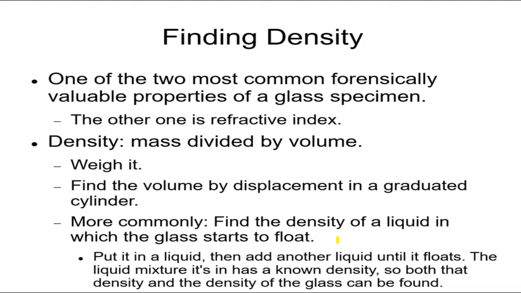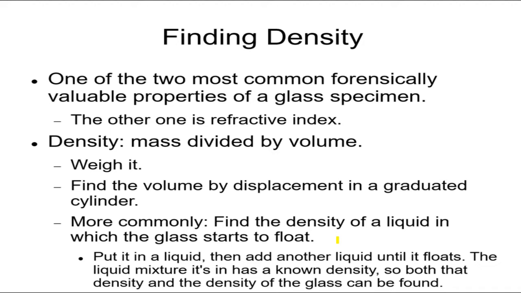So what that means is that the glass is of higher density than the liquid it's in. So what we do is we add a more dense liquid to the liquid that it's in, that mixes with the liquid that it's in, that will raise the density of the liquid it's in. Keep on adding this other more dense liquid until we get to a point at which the liquid the glass is in is so dense it's equal to the density of the glass, and the glass will start to float.